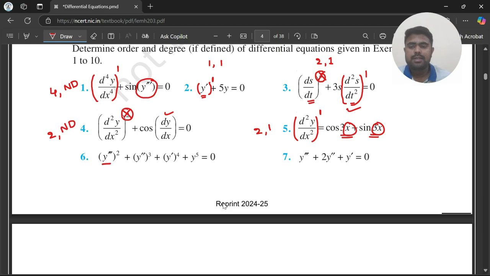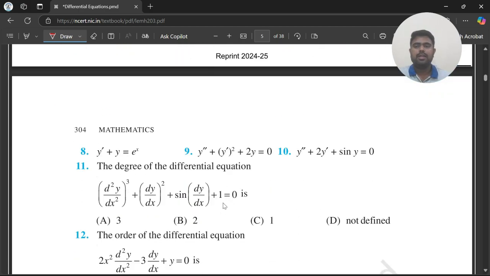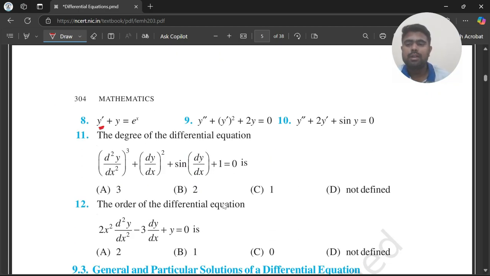In the sixth case, this is the highest derivative and this is its power, so the order of the derivative is 3, the order of the differential equation is also 3, and the degree is 2. Here the order is 3 and there is no power written, which means it is 1, so the degree is 1. Next, the eighth question: the order is 1 and the degree is also 1, since if nothing is written the power is 1. Here the order is 2 and the degree is 1.